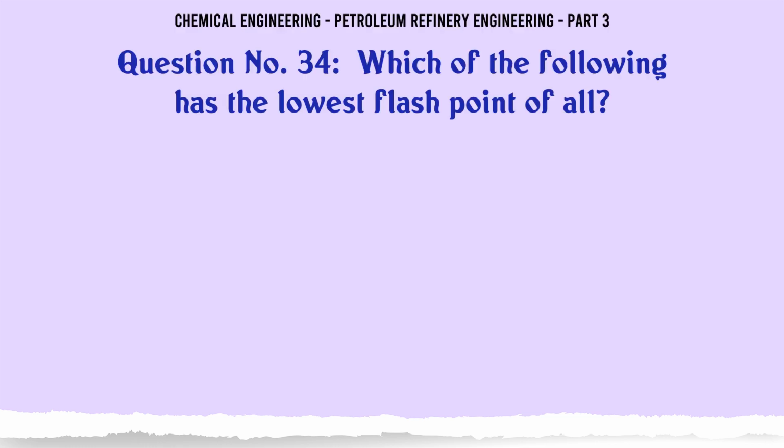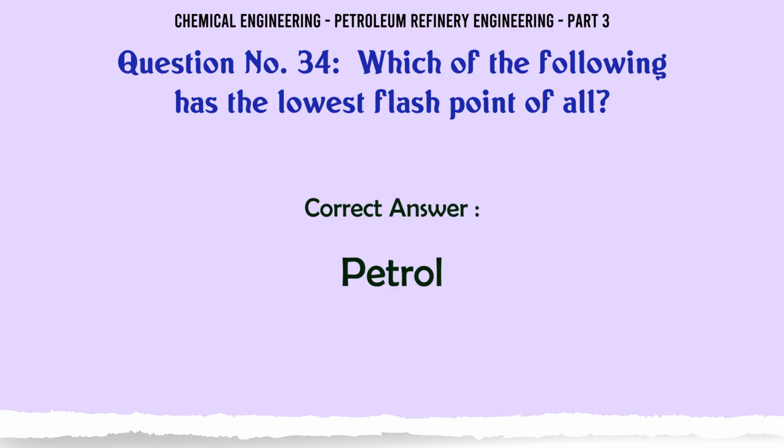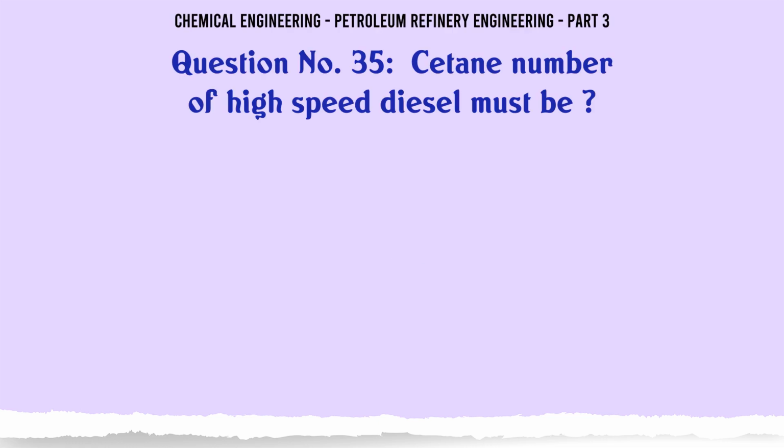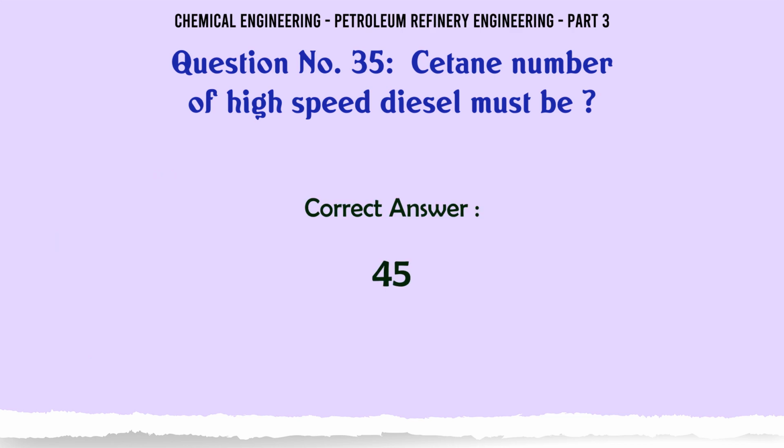Which of the following has the lowest flash point of all? A. Diesel, B. Kerosene, C. Petrol, D. Furnace oil. The correct answer is petrol. Certain number of high-speed diesel must be A. 30, B. 45, C. 75, D. 95. The correct answer is 45.